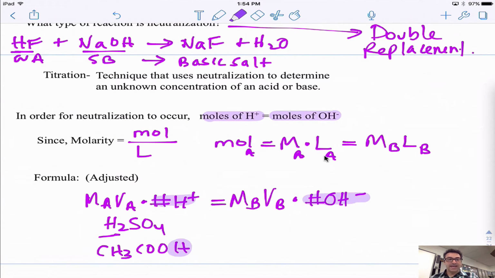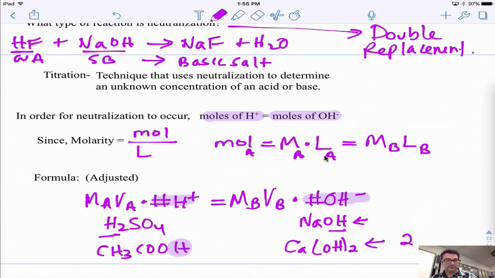So when you look at the acid and bases that are being used in the practice problems, make sure that you account for the number of H's that are in the formula. For bases, it would be NaOH, for example. That would have one OH, or maybe something like calcium hydroxide. That would have two OHs. So you got to be careful and look at the formula.